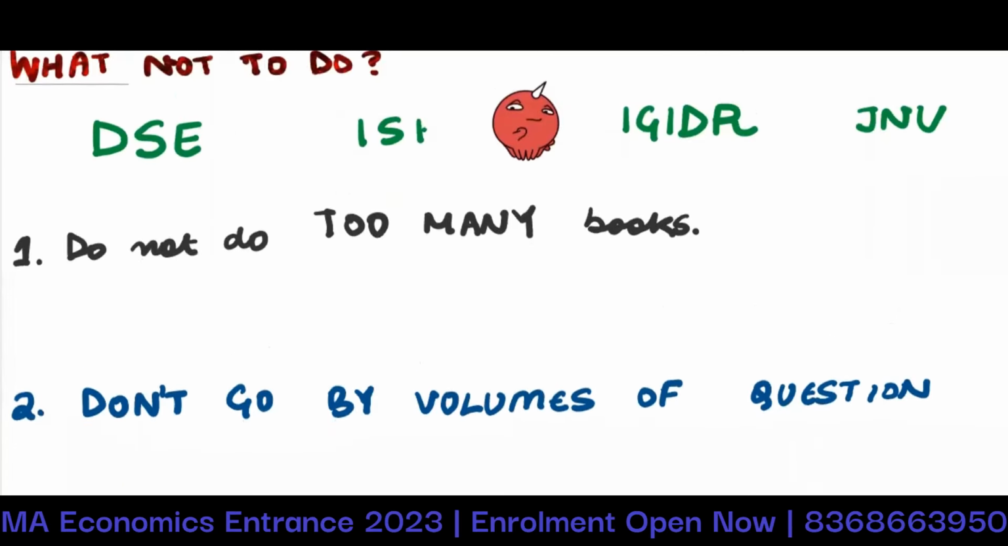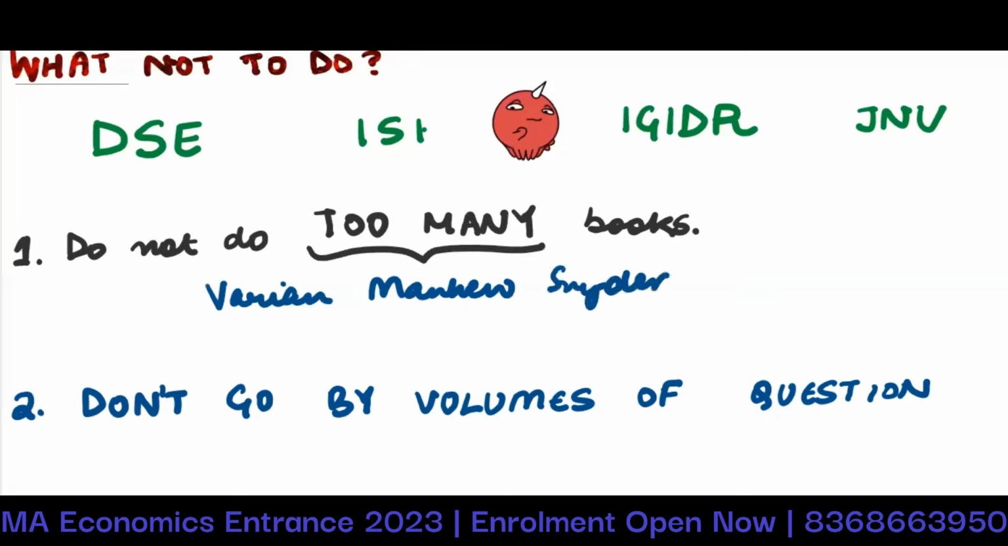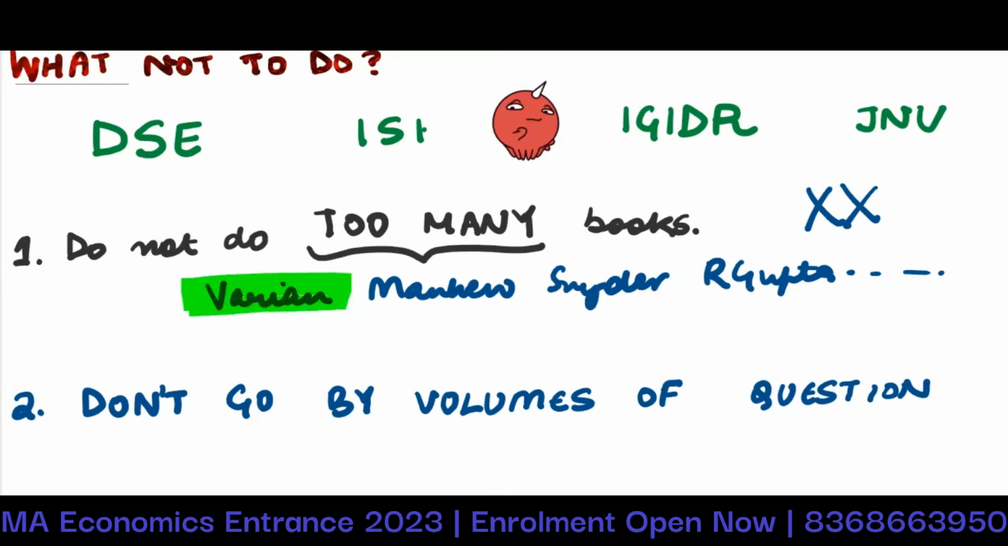So first, do not study from too many books. I have seen people, for example, for microeconomics, doing Varian, Mankiw, Snyder, and R. Gupta and 1,000 books. Not required. Do one book, but do it thoroughly. One book is sufficient for you to clear all your concepts. You do not have to pick up 10 different books.